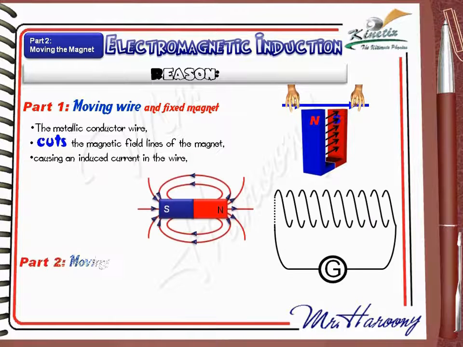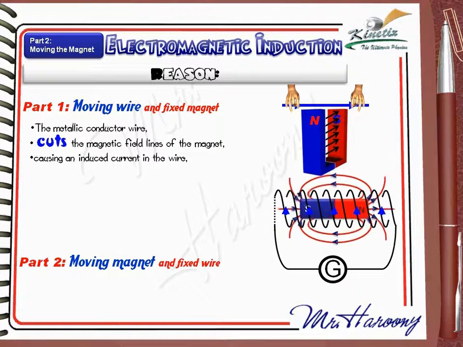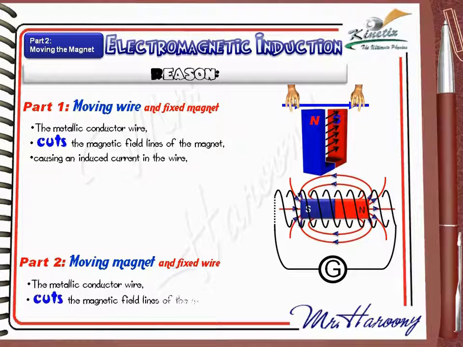But now in part 2, the magnet is the moving part, while the wire in the form of a coil is the fixed part. And this also can be explained the same way. The metallic conductor wire cuts the magnetic field lines of the magnet, causing an induced current in the wire.